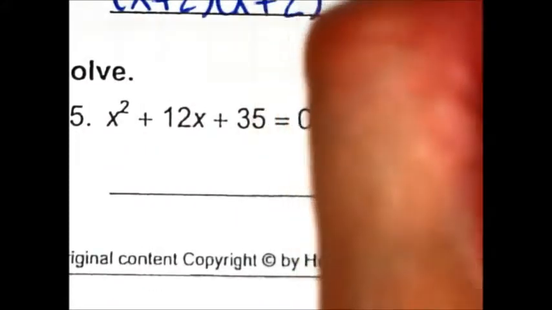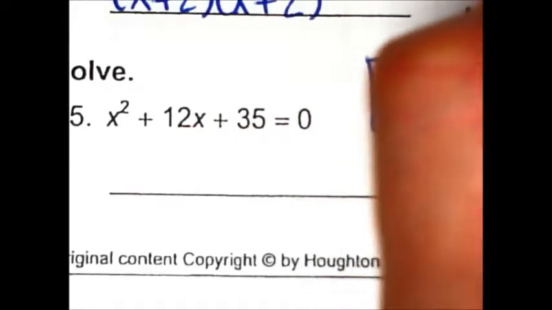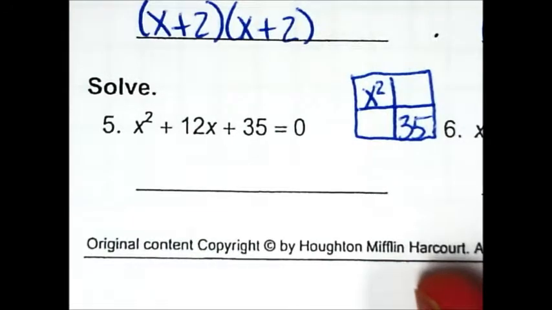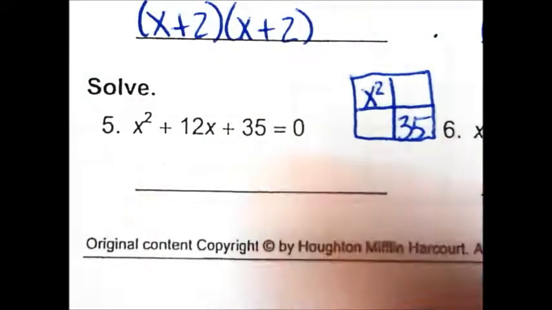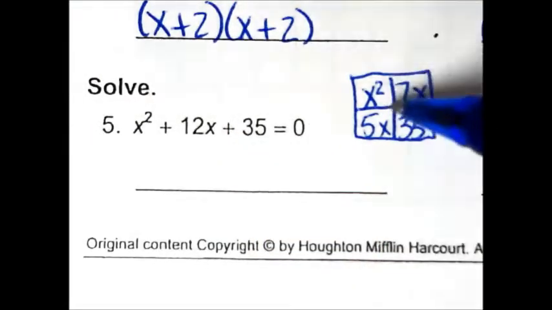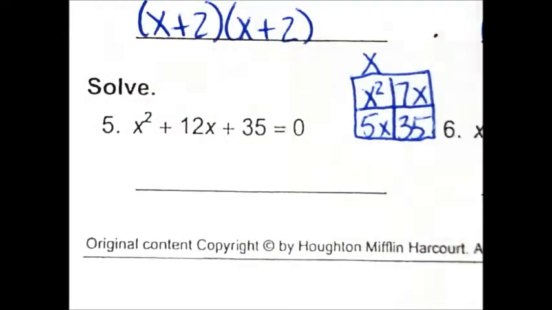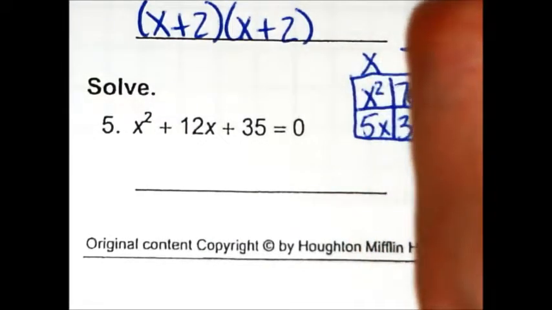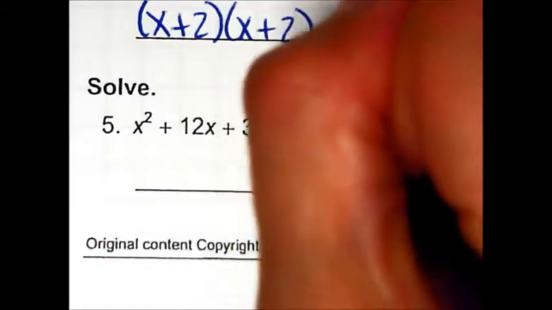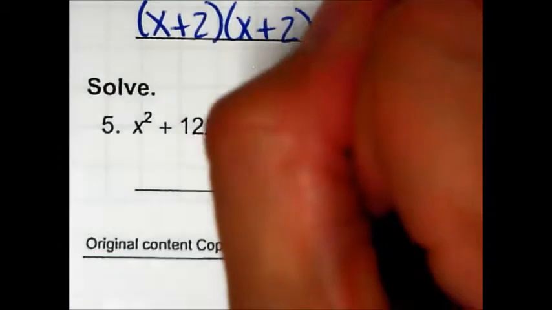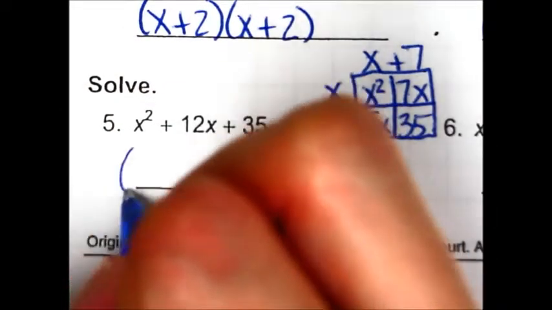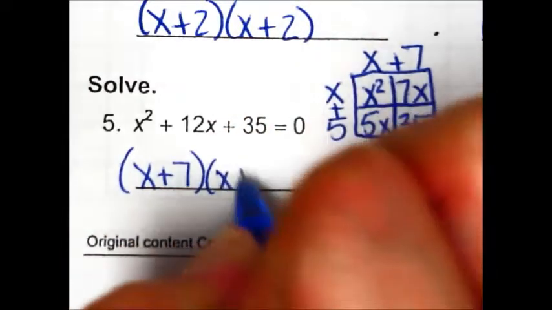X squared goes in the top left. 35 goes in the lower right. And we say, what could we multiply to get 35, but it should add up to 12? And that's going to be 7 times 5. These share an x. 7 and 35 can both be divided by 7. That's a positive, plus. These can both be divided by x. These can both be divided by 5. That's a positive, plus. So here's the difference. Your factors are x plus 7 times x plus 5.